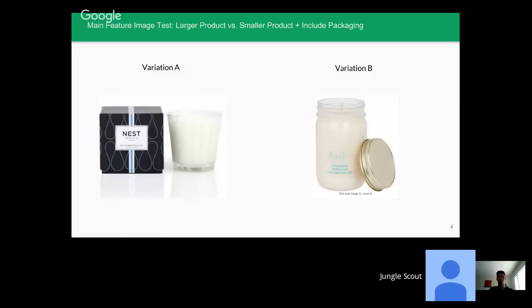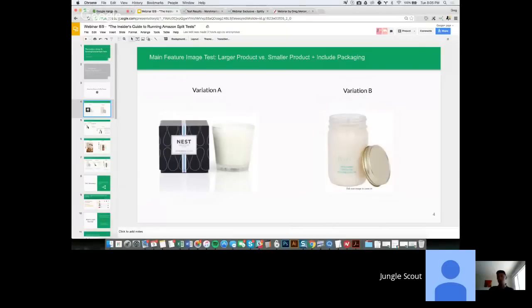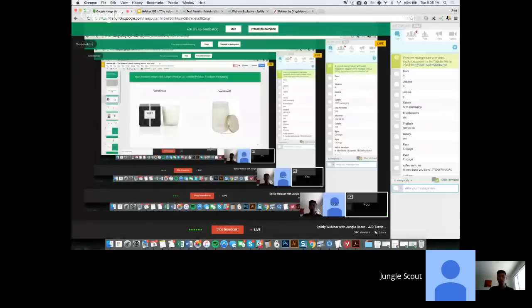Essentially this person was testing just showing their product compared to showing their product with the packaging. So these are your two choices. Variation A is the product with the packaging, or variation B without it. Go ahead and drop it in the poll. I'm curious to see what you guys said. All right, it looks like about 65% think the photo including the packaging. So we're going to go ahead and end that one.